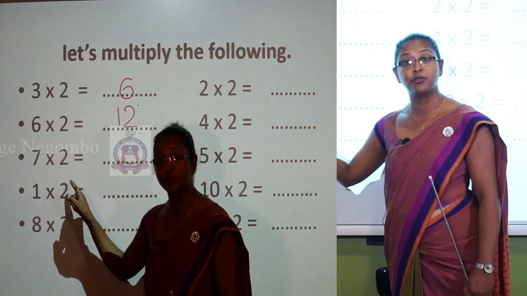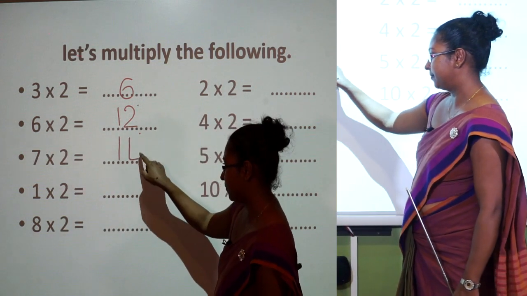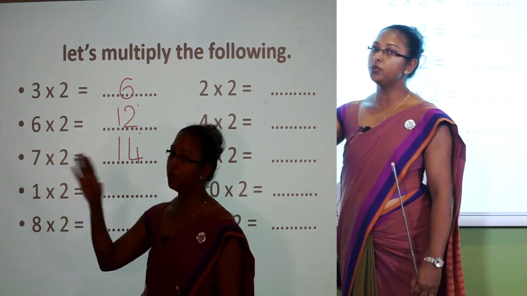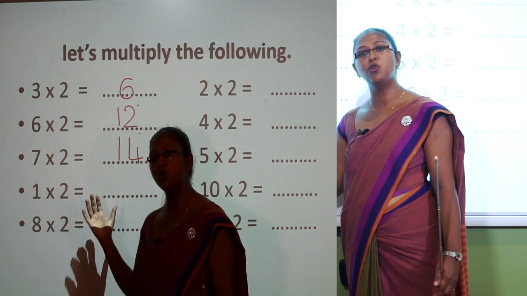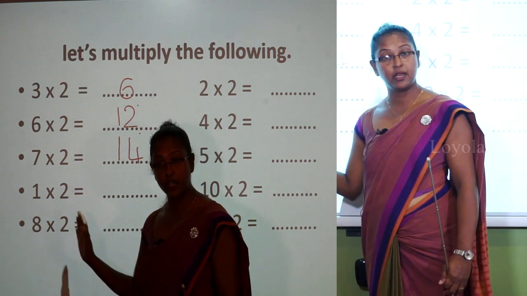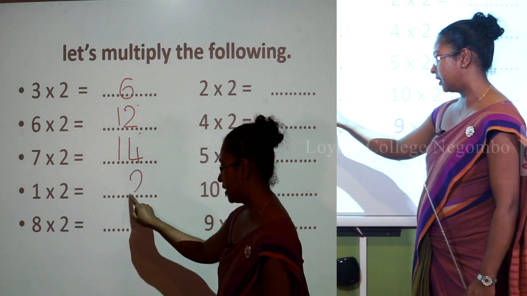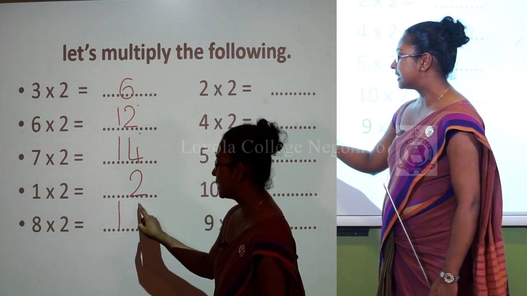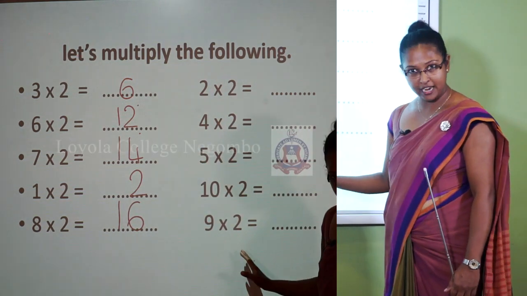7 times 2. 14. Good. So if at once you can't give the answers, you can go to the multiplication table, just have a look at it and give the answers, no problem. But you have to keep it in your mind, okay? 1 times 2 is 2. 8 times 2 is 16. So like this, try to do the activities.